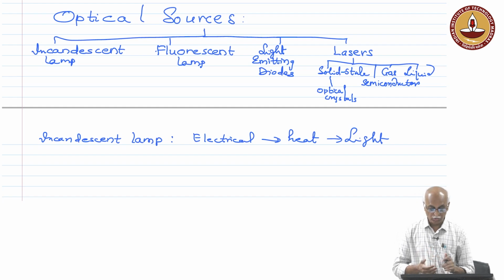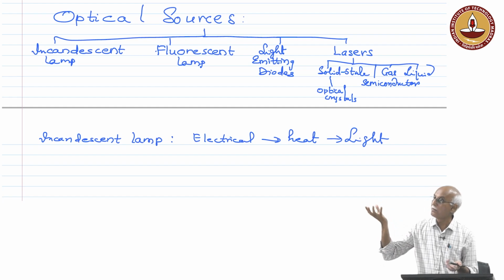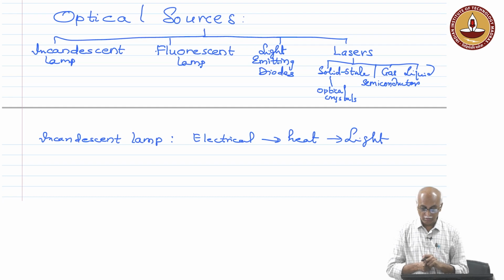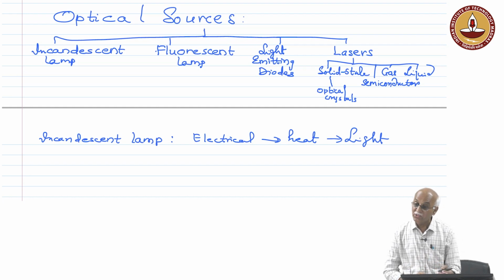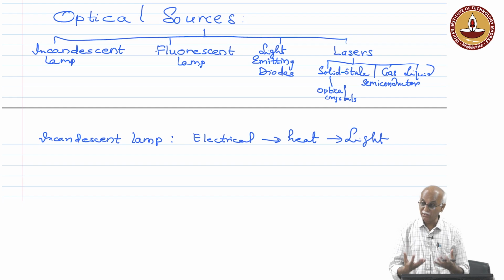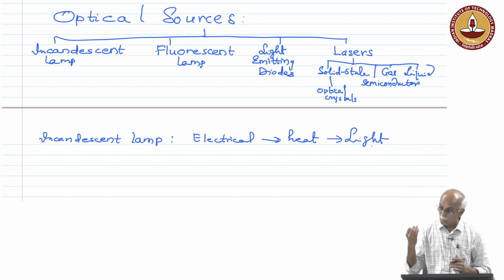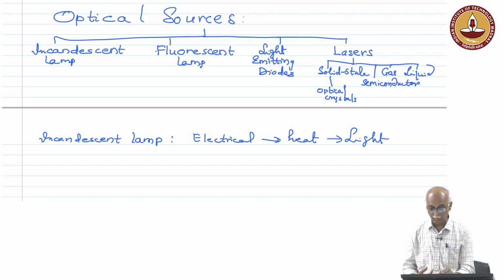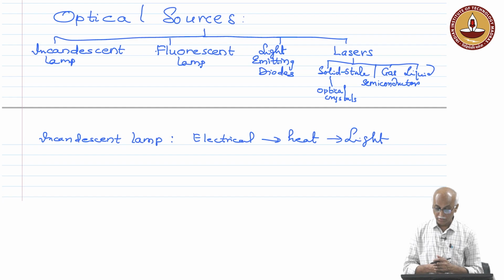One example of incandescent lamp we know, the conventional bulbs are also one type of incandescent lamp, but there the efficiency is quite low. The efficiency of incandescent lamp is quite low in terms of electrical to output optical efficiency. Over and above, because efficiency is low, the heat generation is large. So, handling such an incandescent lamp with high power is one issue.